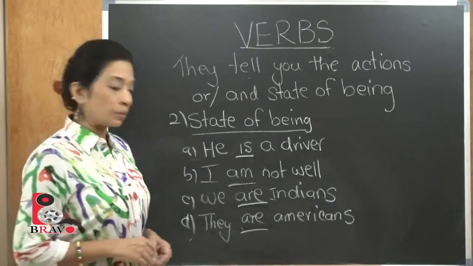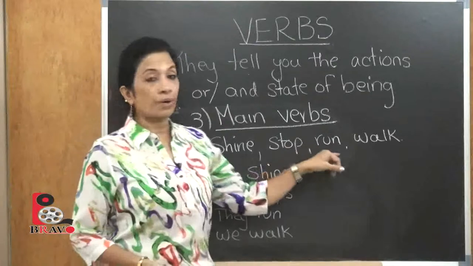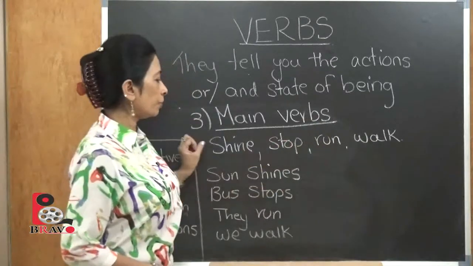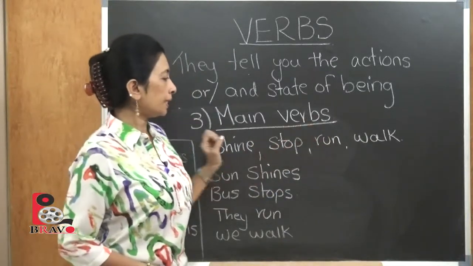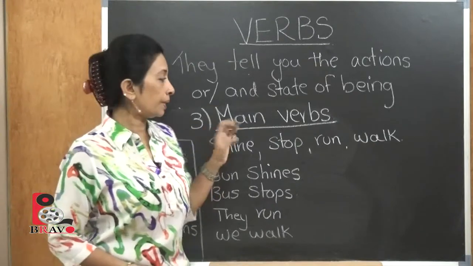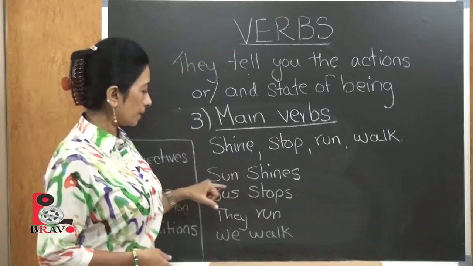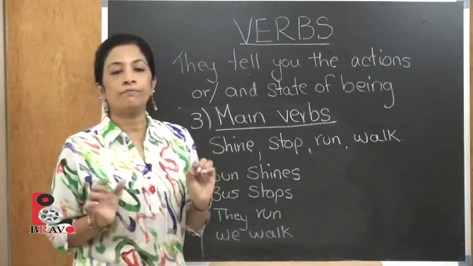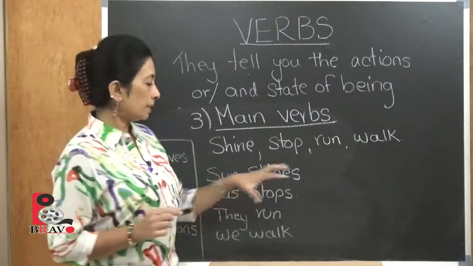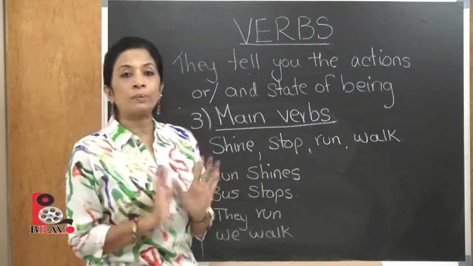Let's move on to the third one. Shine, stop, run, walk. So these are the 4 verbs that we have taken here to show you how to make them into main verbs. Now you can see I've taken shine. Sun shines. Very short and sweet, it explains exactly what's happening.